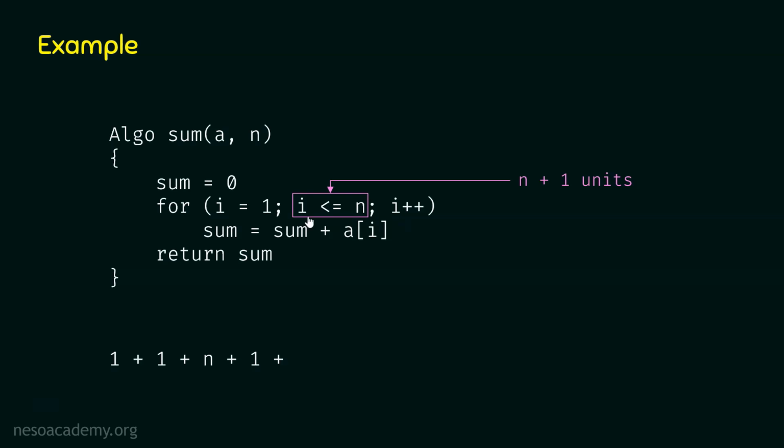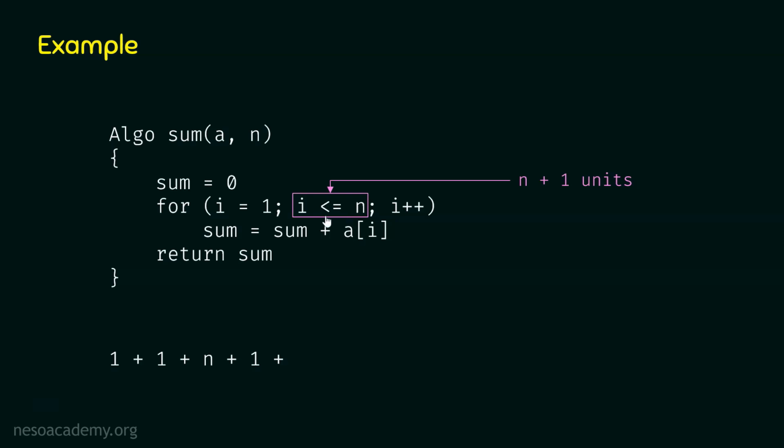When I becomes n, then n is compared with n. As this condition is satisfied, I++ will again execute. Therefore, for I equal to 1 to n, this instruction will definitely execute. After I equal to n, this instruction will execute and hence I becomes n plus 1. We know that this condition will be checked once again for I equal to n plus 1.